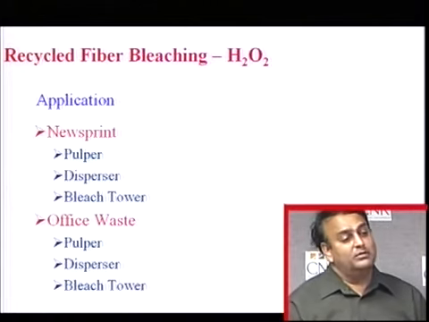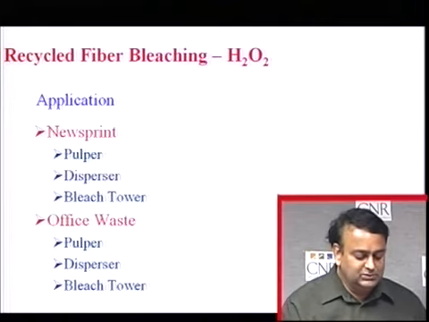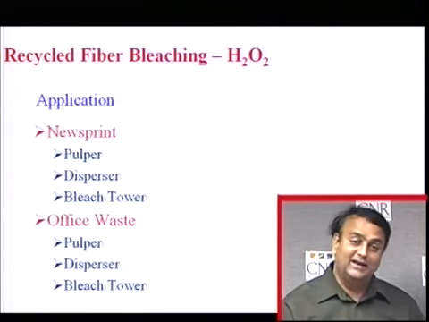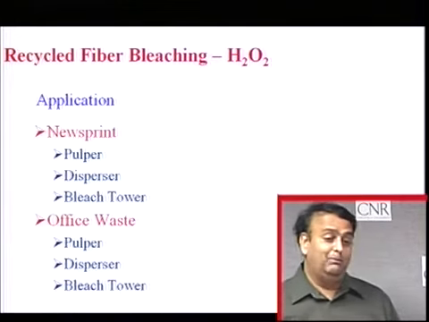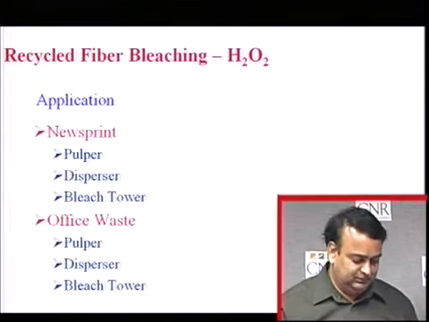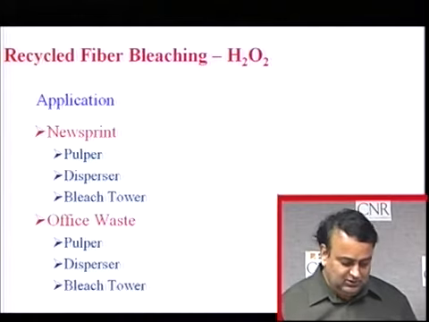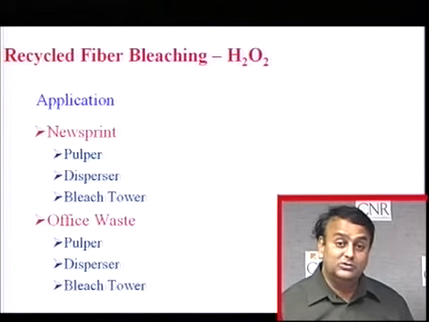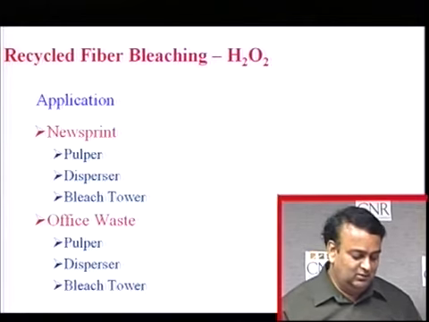Where do you add peroxide in your process? You can add it in the pulper for newsprint, or the disperser, high consistency, an ideal place for peroxide, or a typical bleach tower, downflow towers. In the case of office waste, again pulper, disperser and bleach towers. Note here that peroxide can be used for both newsprint recycling industries and also office waste recycling industries.